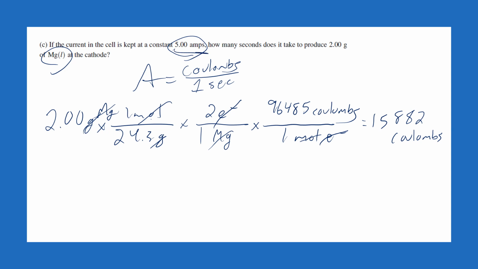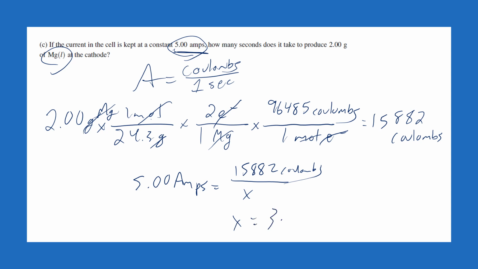So now if I know it's 5 amps, and I know I need 15,882 coulombs, I can solve for the seconds. And so 3,176 seconds. Really, if we're using 3 sig figs, it would be, what, 3,180?